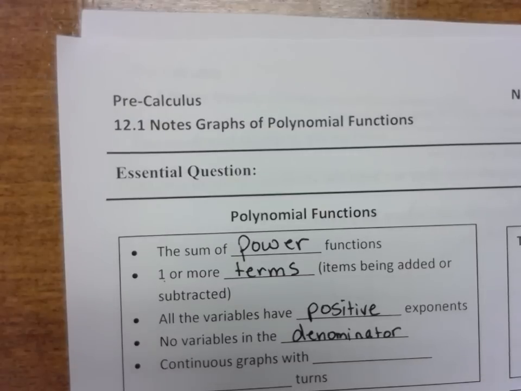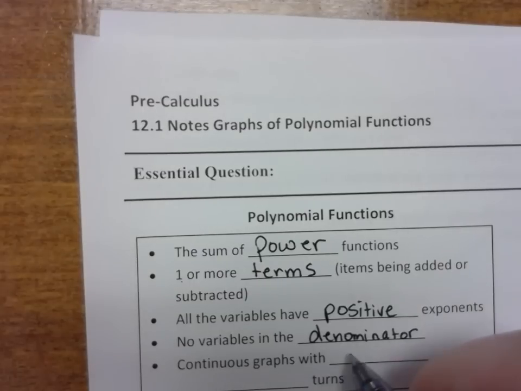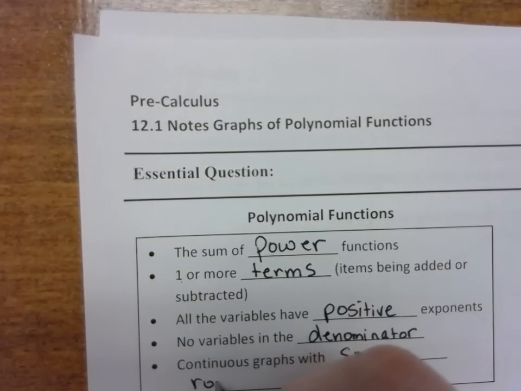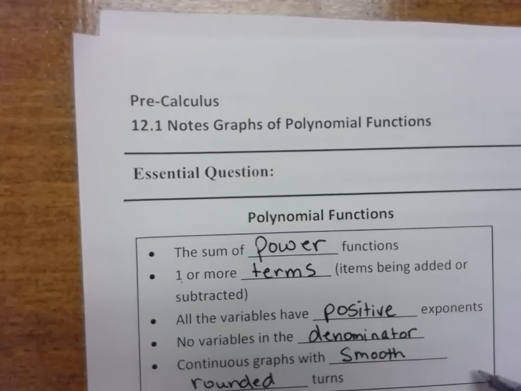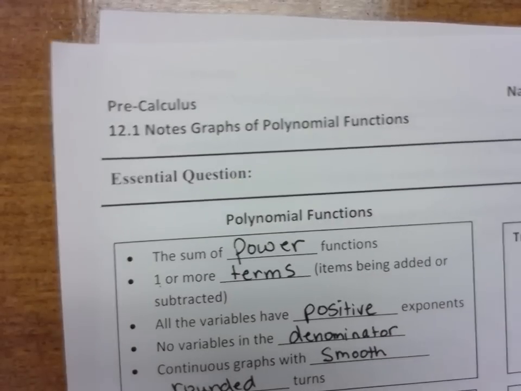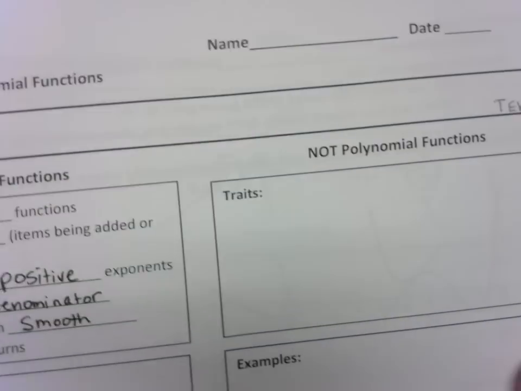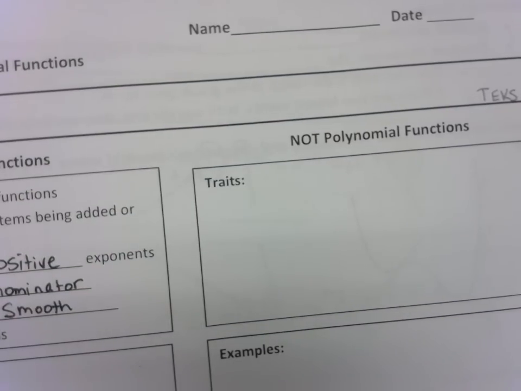And they are continuous graphs with smooth, rounded terms. In other words, you're not going to have any sharp peaks where it meets very suddenly and turns. They're all going to be nice and round and smooth. All right, so certain traits of these polynomials. Okay, you know some of them.